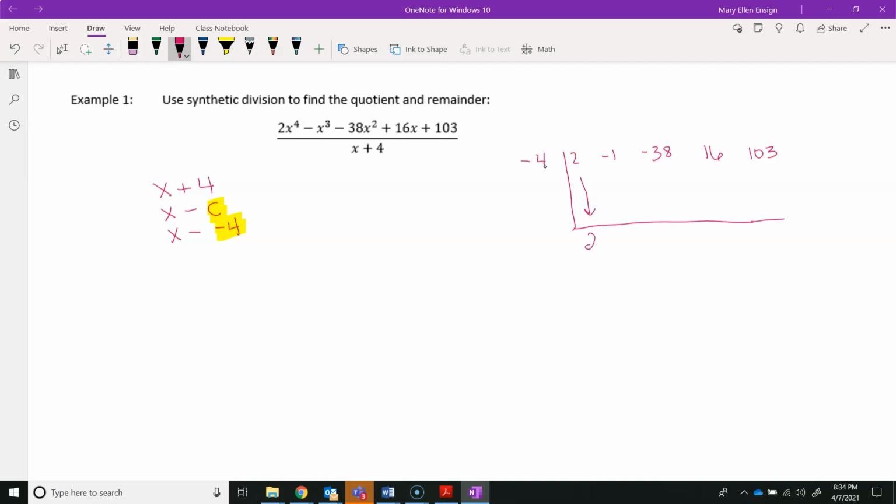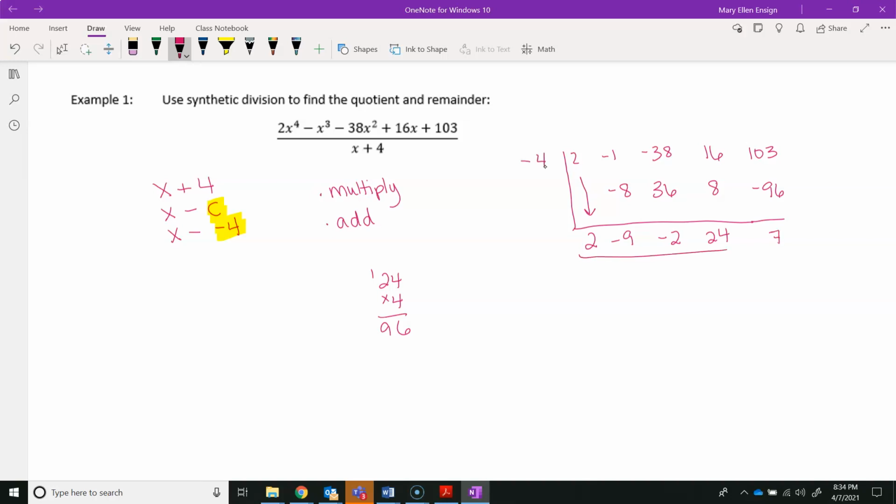So this first coefficient comes all the way down, and then remember our two words are multiply and add. So multiply, add, -4 times -9 is positive 36, and then I add and I get -2. -4 times -2 is 8. Add that, I get 24. 24 times -4, well, let's see what that is. 24 times 4 is 96, so I'm making it negative, so -96. 103 minus 96 is going to be 7.